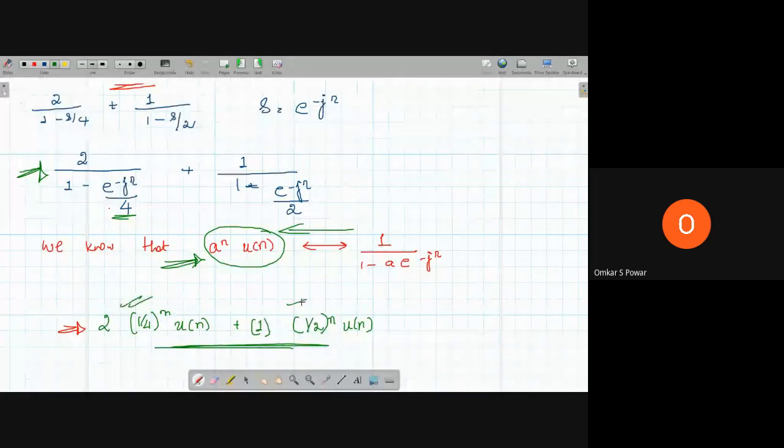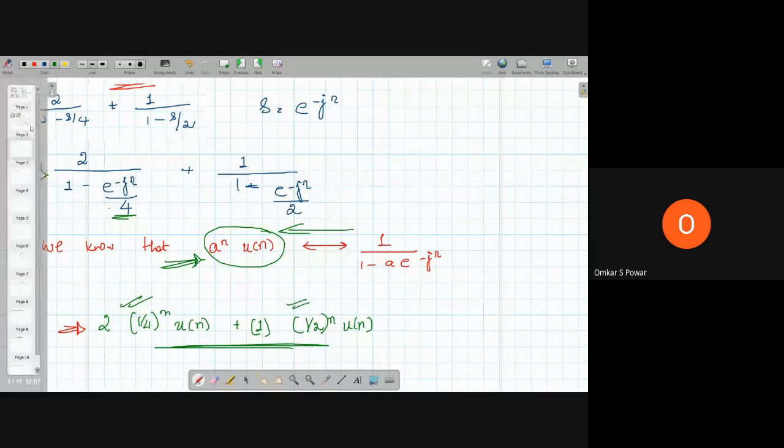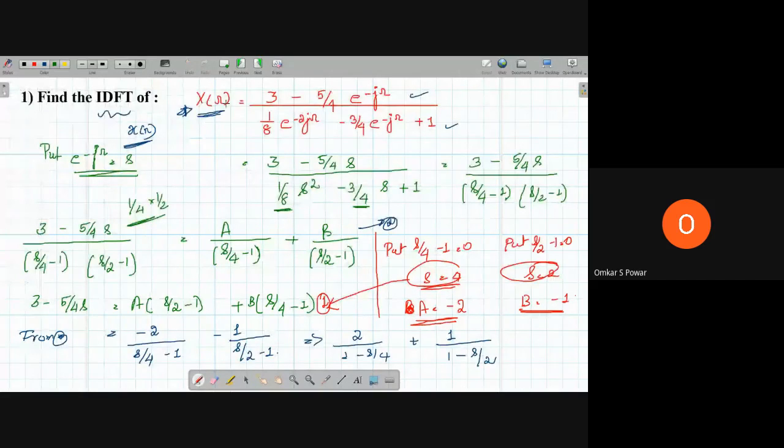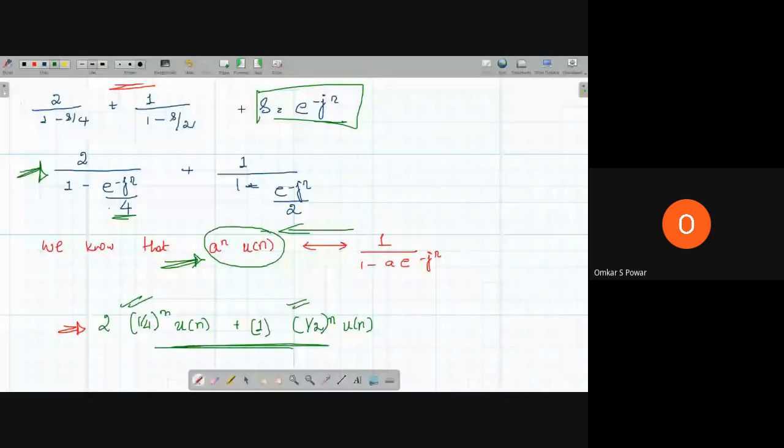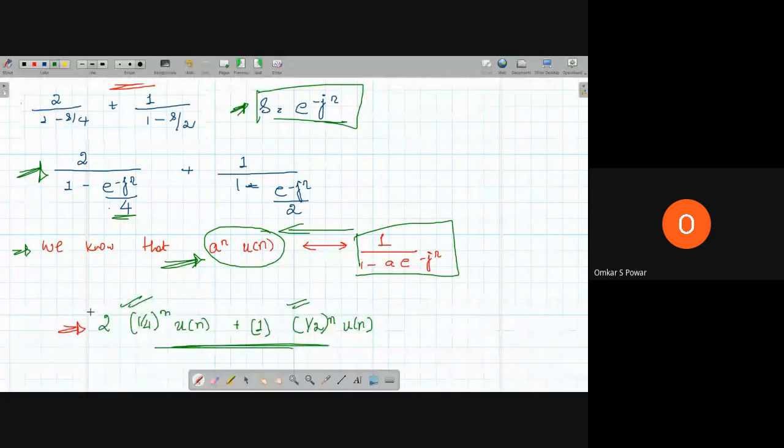Let us see once again how we solved this problem. First, they have given you X of omega. What we have to do is put e power minus j omega equal to s. Then using the partial fraction method, get the values of A and B. After getting them, substitute s equal to e power minus j omega again. Then use the property that a power n u of n is 1 by (1 minus a e power j omega), because using that IDTFT property, we get our time domain signal back. This is how we have solved the problem.